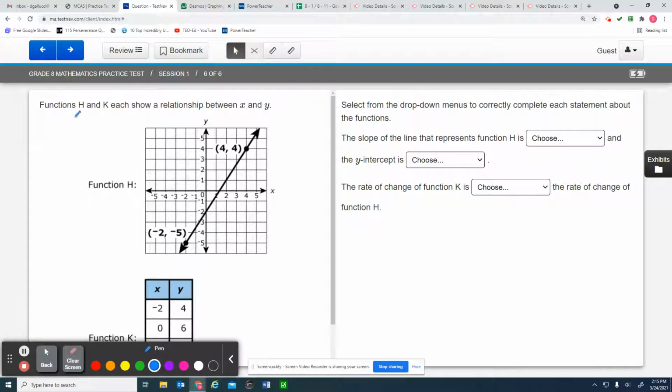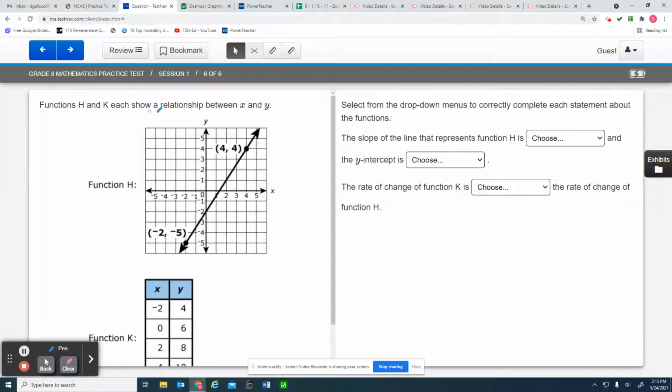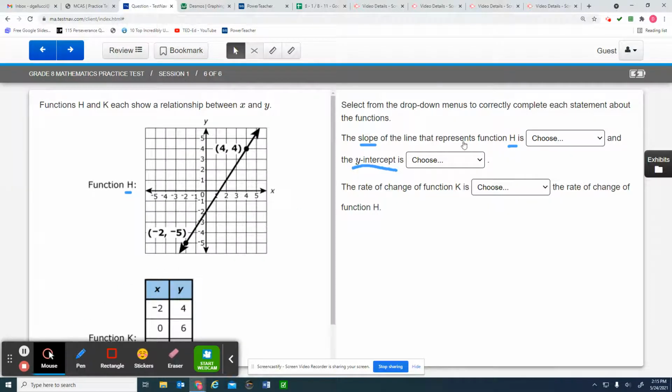Question number 6. Functions h, which is the graph here, and k, the table down below, show a relationship between x and y. And then we're asked to select from the drop-down menus to correctly complete each statement about the functions. We're asked the slope of the line for function h is blank and the y-intercept is blank. So let's take a look at what we got there.